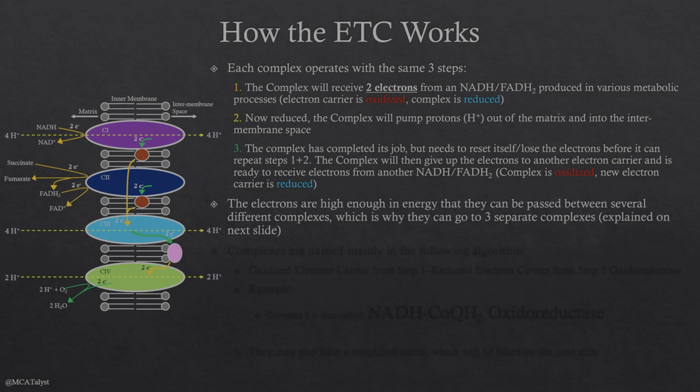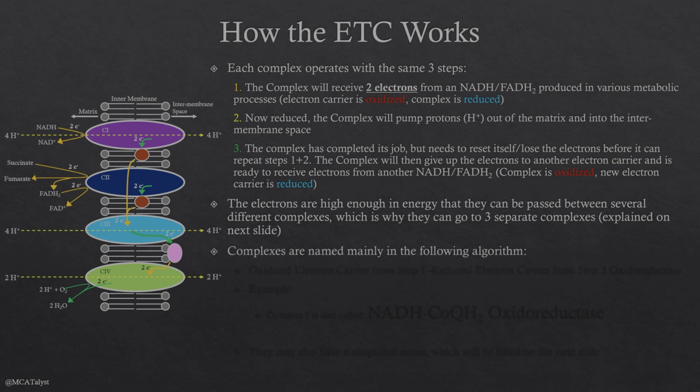So these electrons that we are receiving from NADH and FADH2, they are so high in energy that they can actually keep being passed between several different complexes before they have been exhausted. This is why the electrons from NADH can go to 3 separate complexes, as well as FADH2. They are going to start in different places, but they are all going to get past complexes 3 and 4. That's how high energy these electrons are.